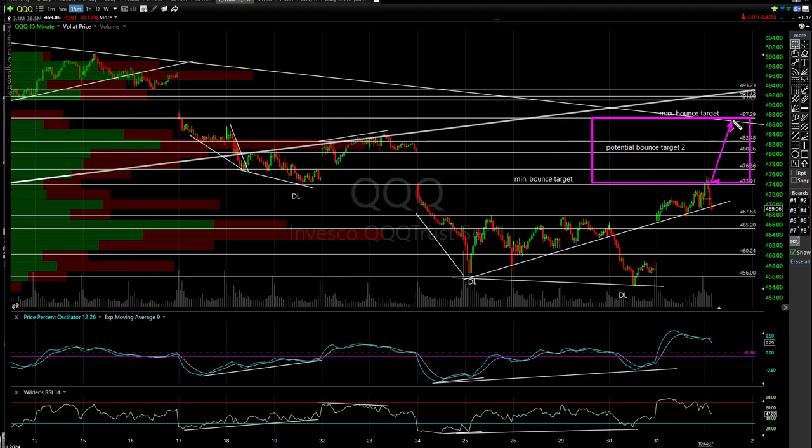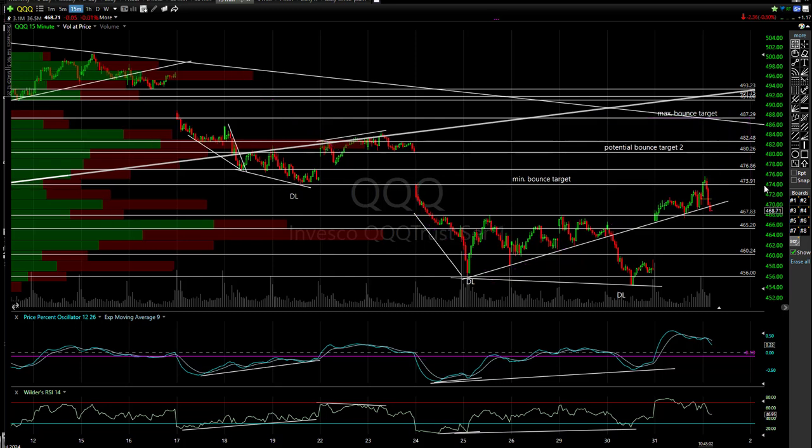I'm going to speak to the longer term swing or trend trader that did milk this move down, cover the lows, game the bounce, and wants to get back in. If you look at it this way, from that 473.91 minimum bounce target up to the top, it's only 2.84%. Which is still something.